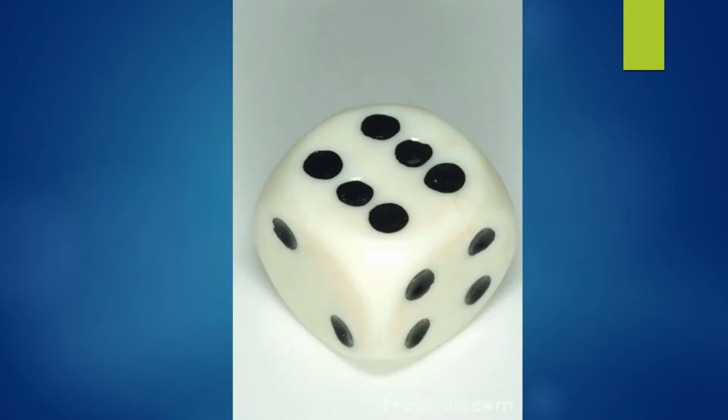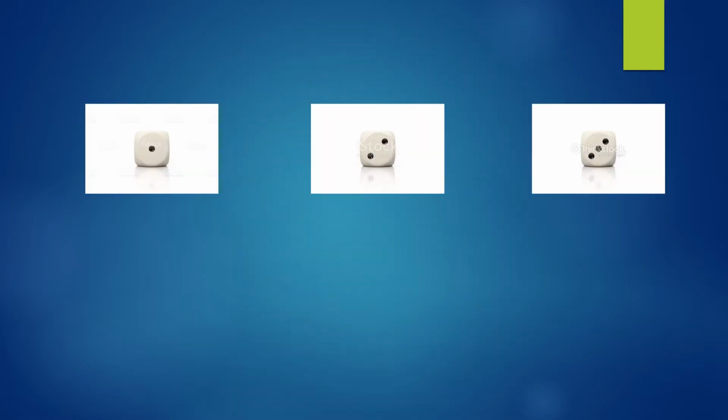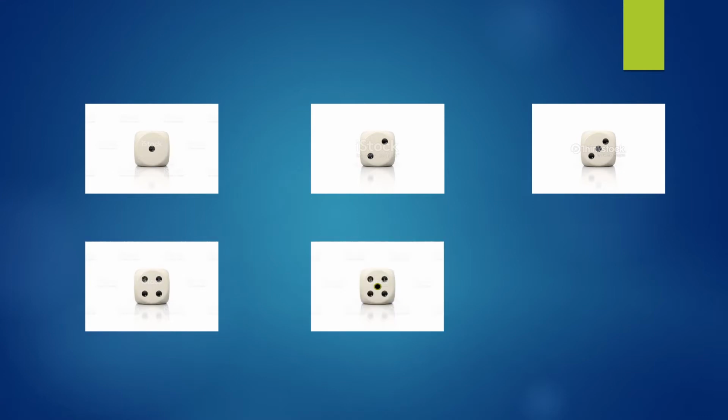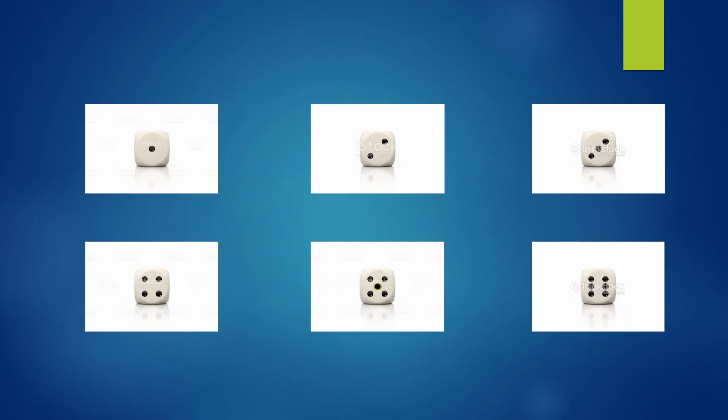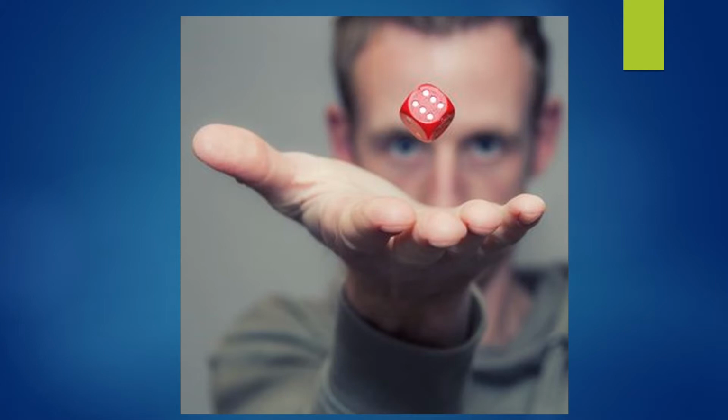Let's do another example, this time using a die. If it is a fair die, it has the same chance of landing as a 1, 2, 3, 4, 5, or 6. If we roll a single die, what are the probable outcomes?